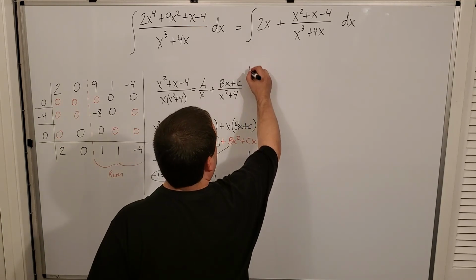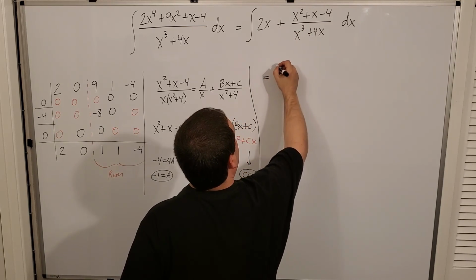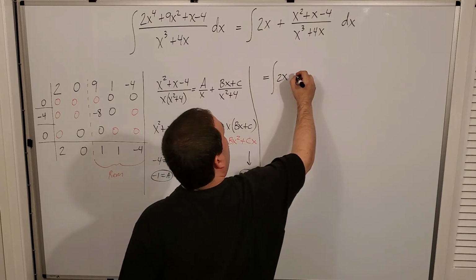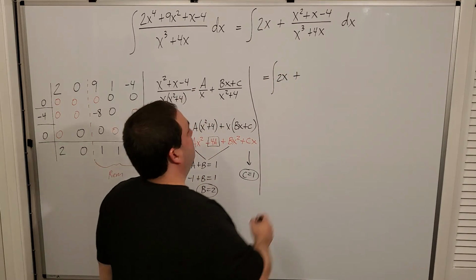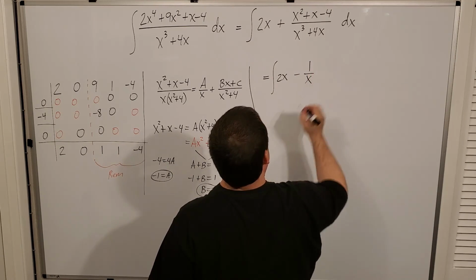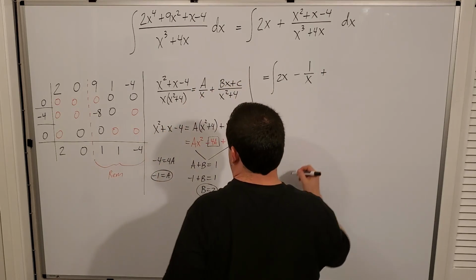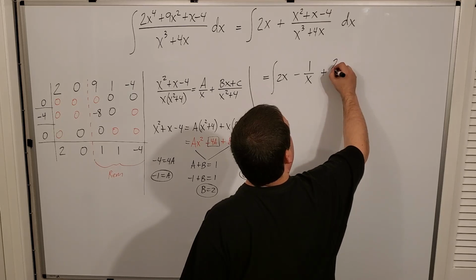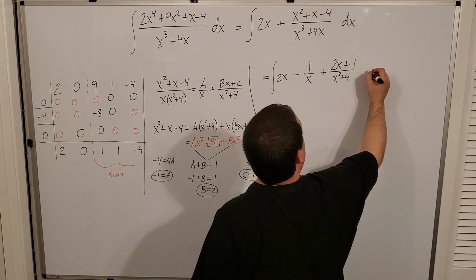Okay. So now this is the integral that I have. I have the integral 2x, which is still there, plus, I figured out a was negative 1. So I'll just put minus 1 over x, plus bx plus c. So that's going to be 2x plus 1 over x squared plus 4 dx.